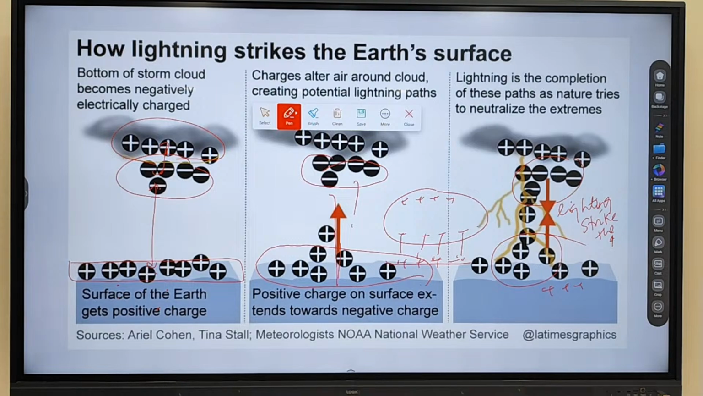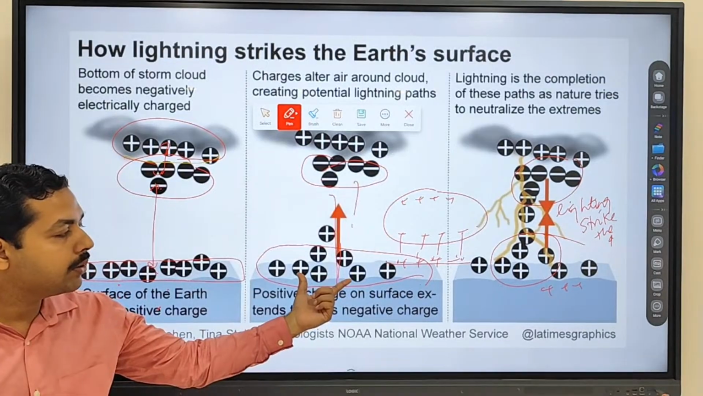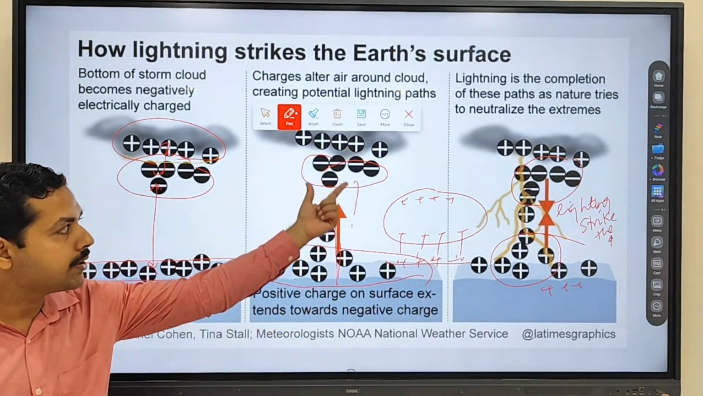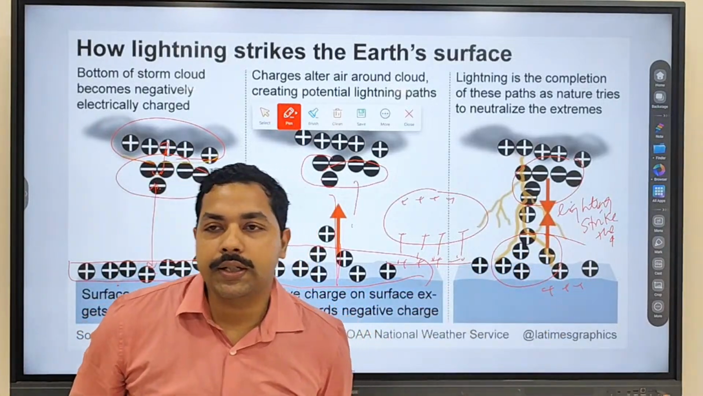Clear? So why are these positive and negative charges developing? They are developing due to friction, because of the convection, the smaller ice crystals are moving up, and because of gravity, the bigger ice crystals are coming down. As a result, friction is generated. So negative charge at the bottom, positive charge at the top, and Earth also develops positive charge. When this attraction of negative and positive charge happens, we call it lightning.